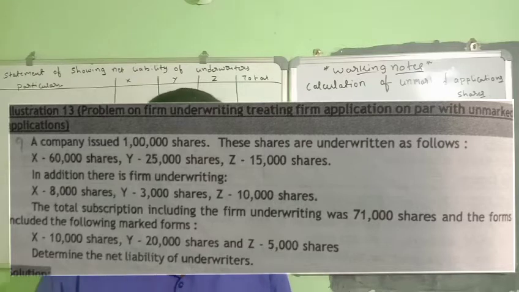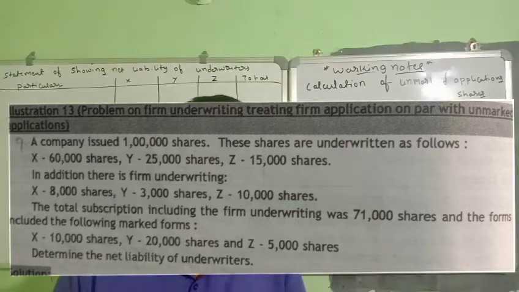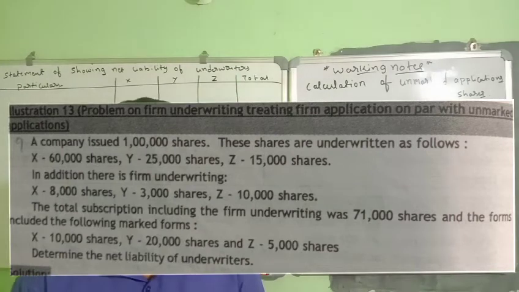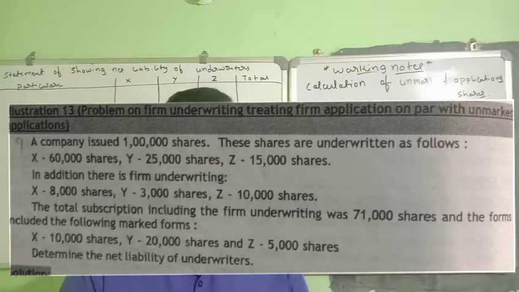Then in addition, there is firm underwriting. In the question, they have given firm underwriting very clearly: X 8,000 shares, Y 3,000 shares, Z 10,000 shares. Total subscription, including the firm underwriting, was 71,000 shares. The marked forms are included in the following: X 10,000 shares, Y 20,000 shares, Z 5,000 shares. So you can observe, total subscription including the firm underwriting was 71,000. No further information is given in the question.